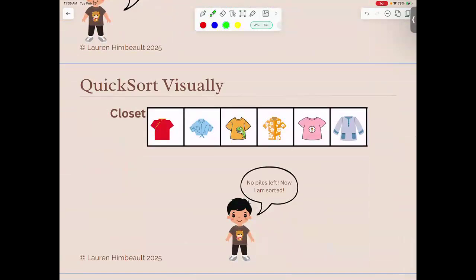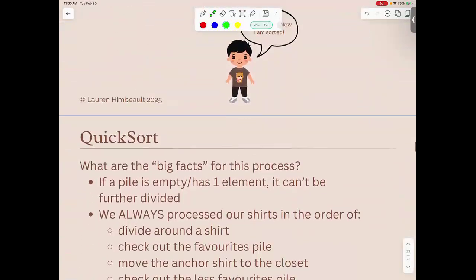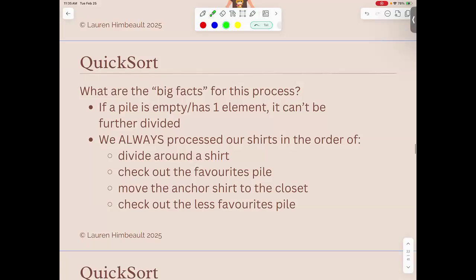So my closet is sorted from my favorite shirt all the way down to my least favorite shirt, with that anchoring shirt falling wherever it falls in that ordering. So that's our quick sort, how we do it. So what are some of the big facts for this process?